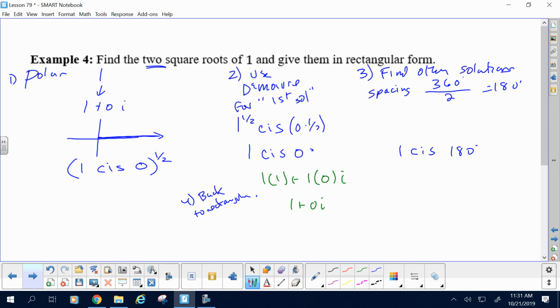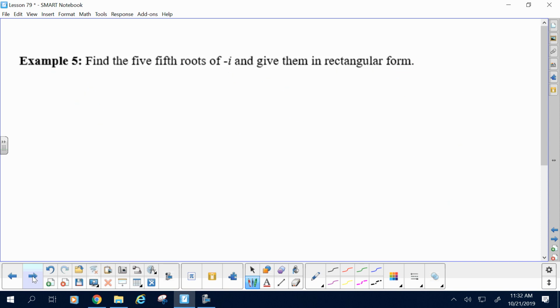And what about 1 cosine i sine 180? 1 times the cosine of 180 and 1 times the sine of 180. What's the cosine of 180? Negative 1. And the sine of 180? 0. So that's negative 1 plus 0. I could check that and say, are those squared equal to 1? And you would see that they are. Okay, last one. We'll do an ugly one. And then we'll be good.